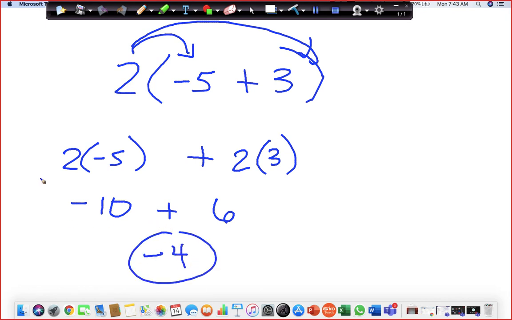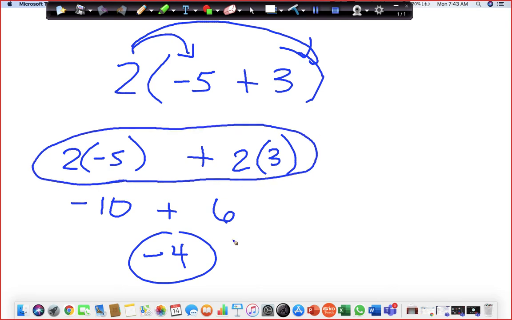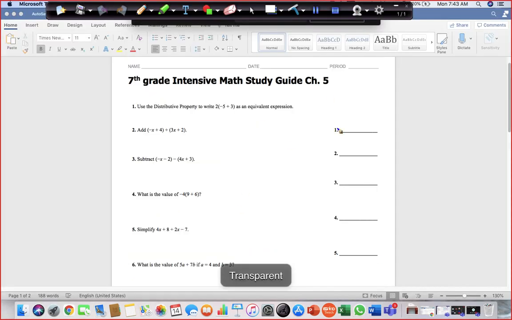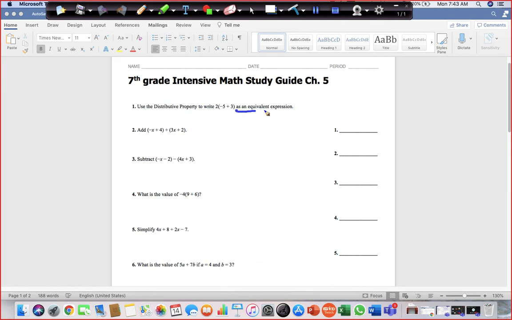Okay, so if it's wanting to see the process of the distributive property, this would be it. And if they're wanting the final answer, this one would be it, -4. Oh, it says write it as an equivalent expression. So that would be the 2 times -5 plus 2 times 3.